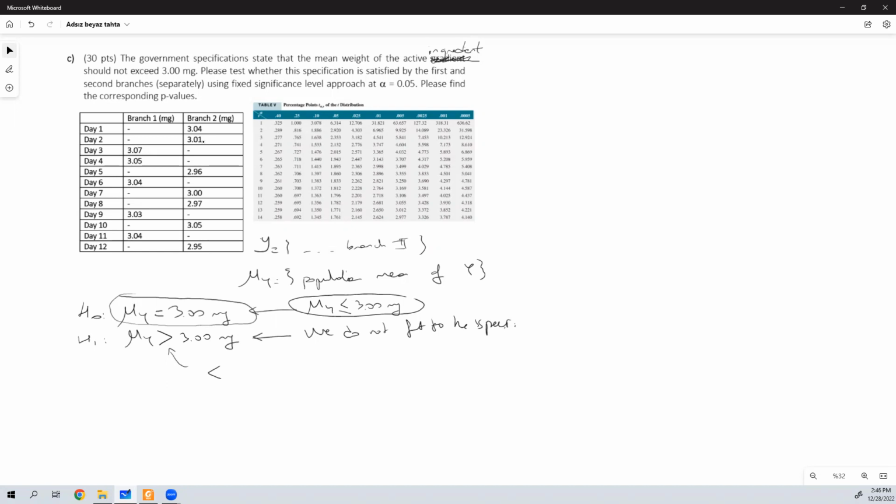So if the government specification stated that the mean weight of the active ingredient is less than 3 milligrams, if the question were like this with a less-than statement, then the equality would have been left again to the null hypothesis. Therefore, it's going to be here, and this part would have been written with an equality, but would have actually meant mu y is greater than or equal to 3 milligrams, and this would be replaced by less than.